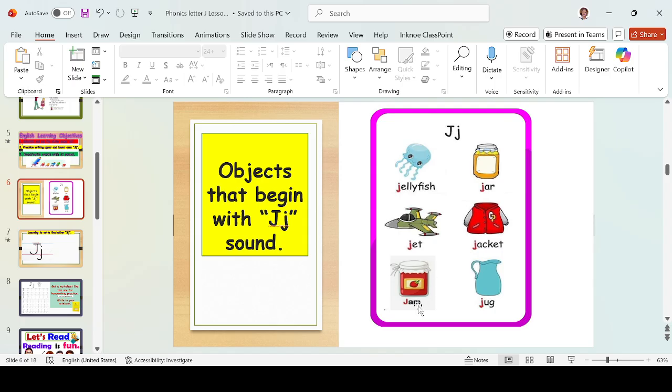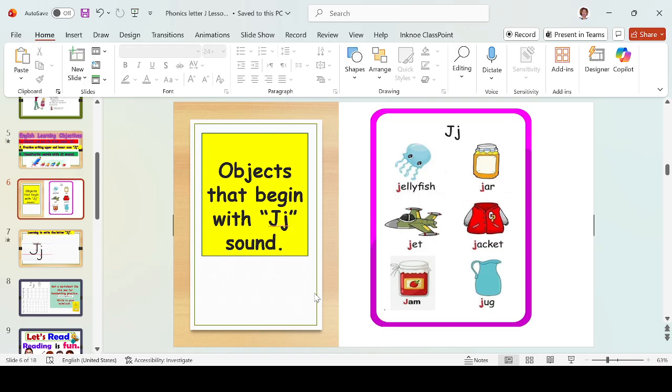Okay, now, what is this one? Jam, okay. Do you like to put jam on your bread? Alright, if you do, it's okay. Now, the last picture, what is this one? J for jug. This is a jug. I have a jug. You also have a jug in your house. I know that. Okay. Now, let's move on.